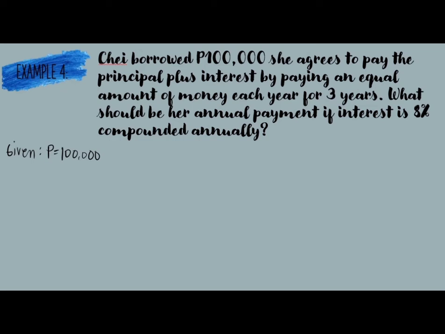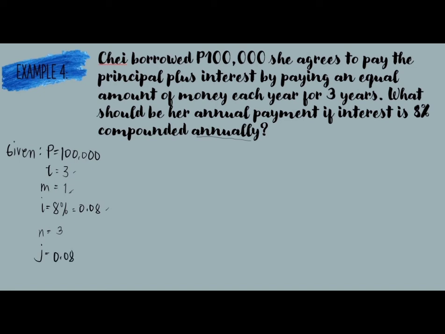And then, babayaran niya yon within 3 years. So, 3 yung ating time. Then, yung compounding period natin, since annually yan, 1 lang yon. Okay. So, yung interest rate or the nominal rate is 8% or 0.08. So, yung N natin, T times M lang yan. So, 3 times 1, that is also 3. Then, yung J natin is nominal rate divided by the conversion period. So, 0.08 divided by 1 is 0.08 pa din.